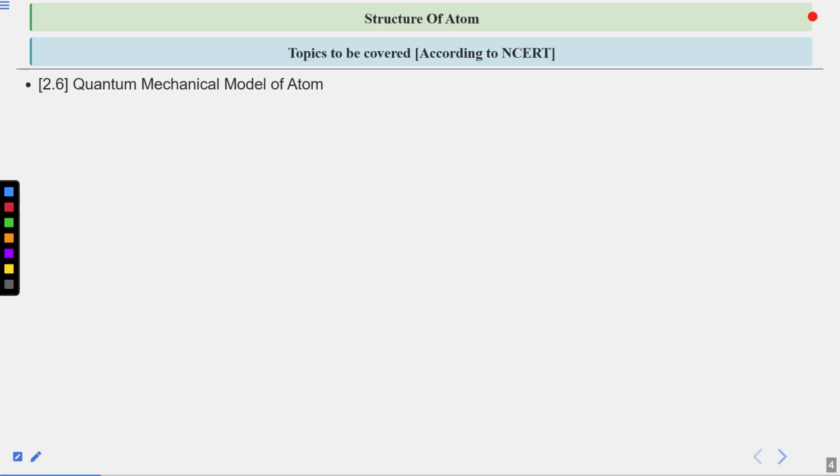If I talk about the subtopics, the first would be quantum mechanical model of atom. So we'll try to understand what is the base behind this quantum mechanical model. Then we will move on to orbitals and quantum numbers. And lastly, we will practice questions related to these topics. So 2 questions will be there.